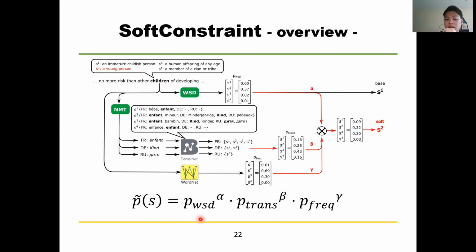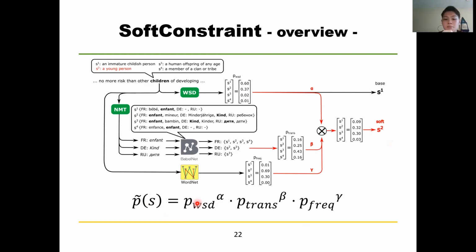SoftConstraint computes the weighted product of those three components with tunable weights alpha, beta, and gamma. It assigns the resulting score p tilde to each sense, which is an unnormalized measure of probability. As a result, we choose the sense which maximizes this score as the final sense prediction.